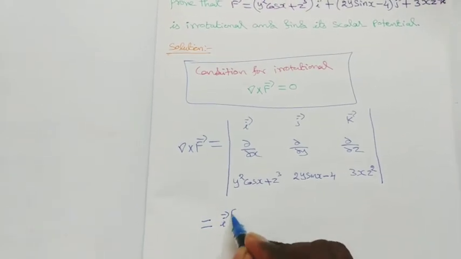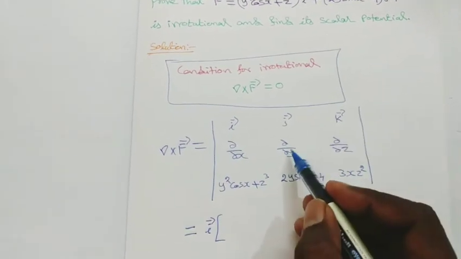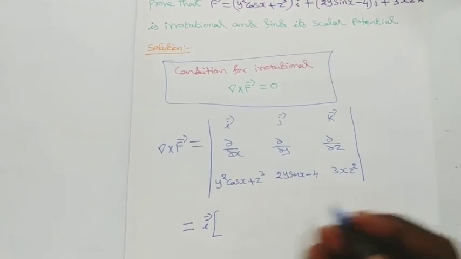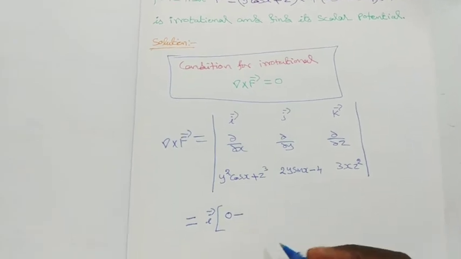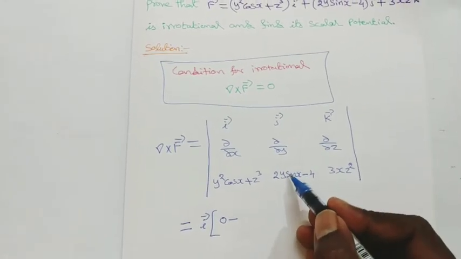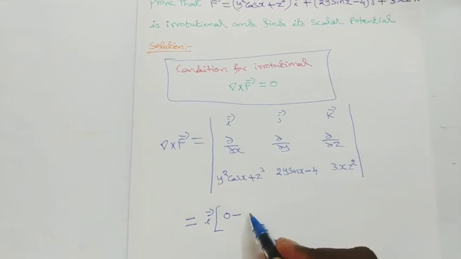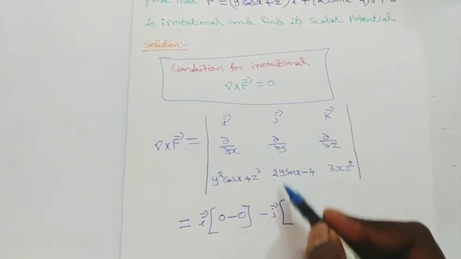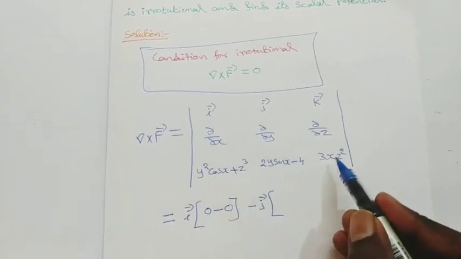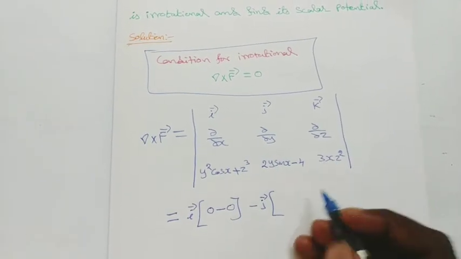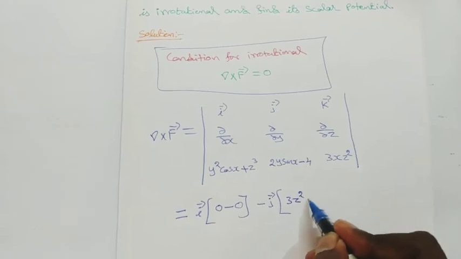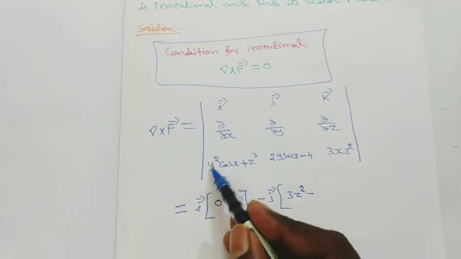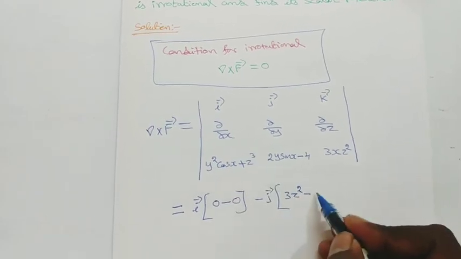So i vector into, leave this, ∂/∂y of this. But there is no y, so differentiation with respect to y is 0. Minus ∂/∂z of this. But there is no z, so this is also 0. Minus j vector into, leave this, ∂/∂x of this. X differential is 1, 1 into 3z², 3z². Minus, and ∂/∂z of this. So with respect to z, this is 0. Here z³ differential 3z².